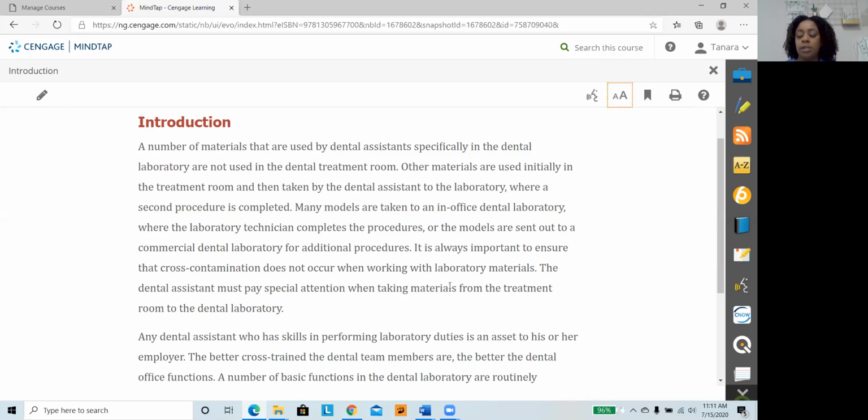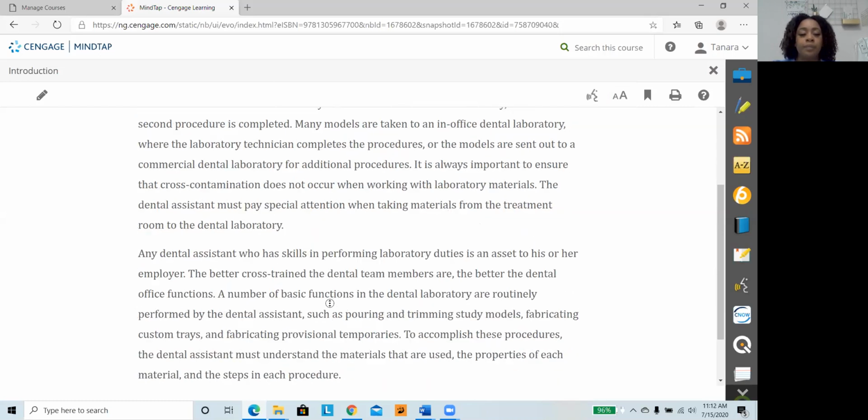So always pay attention to what's clean and what's not. Put names on impressions so that they don't get crossed with someone else's impression. You just keep track of that because that's very important. And you don't want to have to explain to your patient why they had someone else's dentures or partials or crowns or whatever it is inside of their mouths. That is very bad.